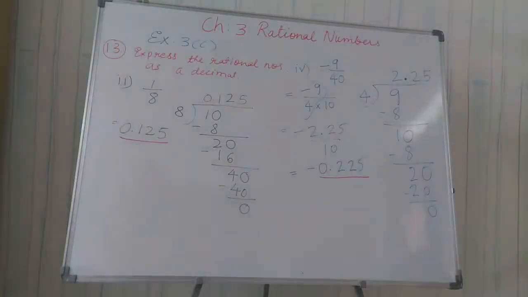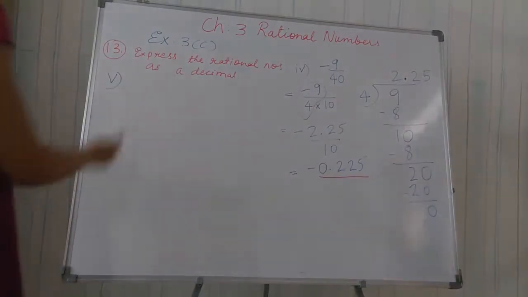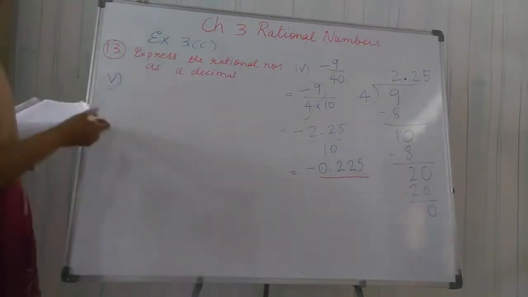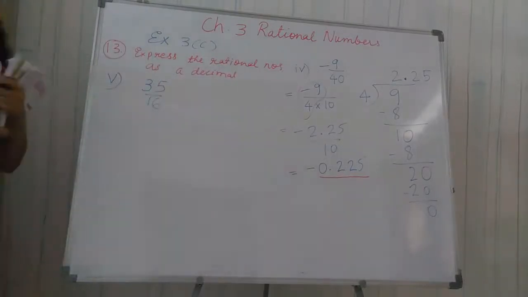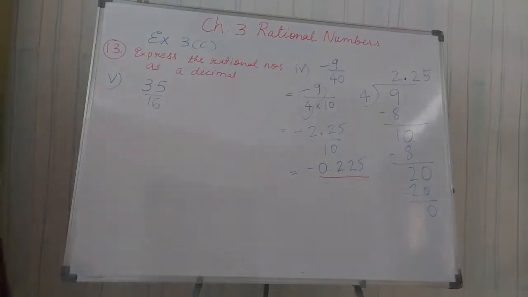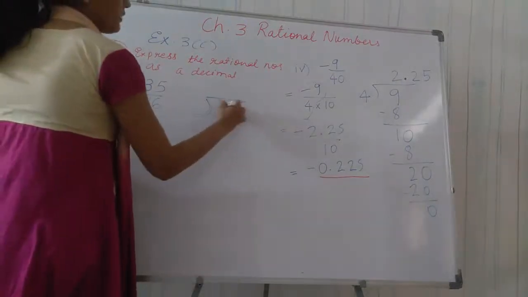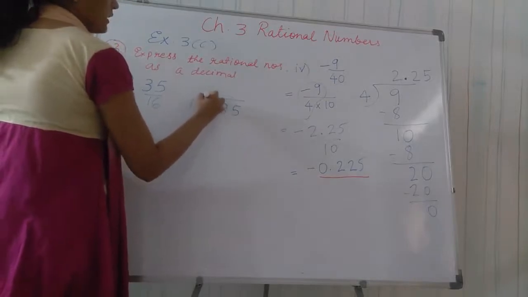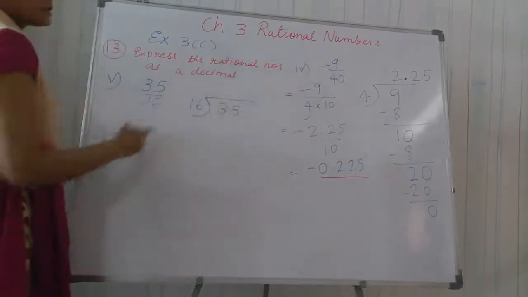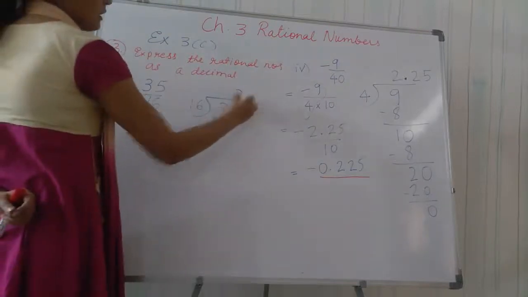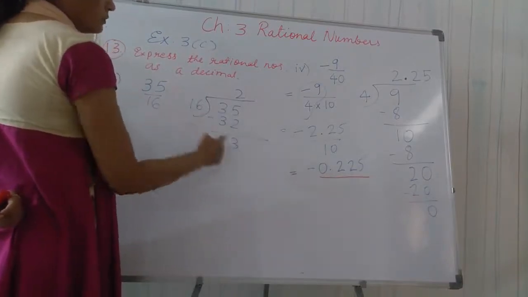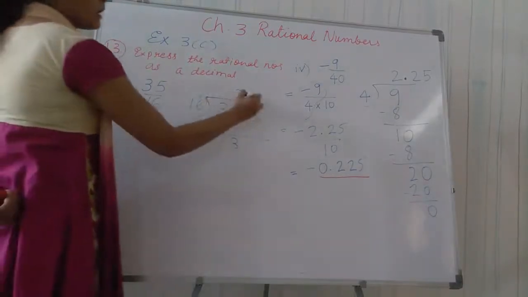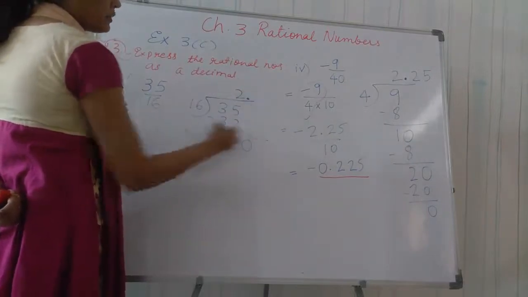So understood students how to convert rational numbers as decimal. Now let us take question number 13, 5th one. It is 35/16. So we will show the decimal representation of this number. For that I will write 35 inside and 16 outside. You see, now we have the 16 table, so 16 2s are 32, that I will subtract. So 5 minus 2 is 3. Now 16 and this is 3, so I should put here point and put 1 0.